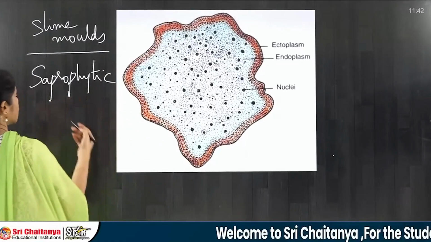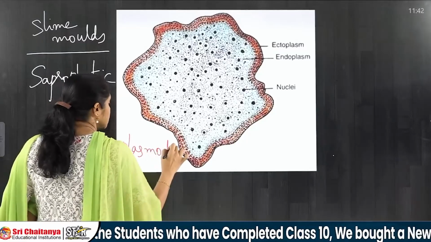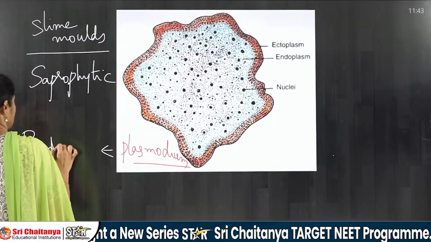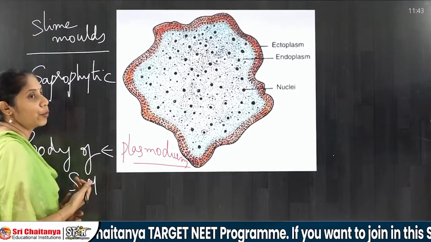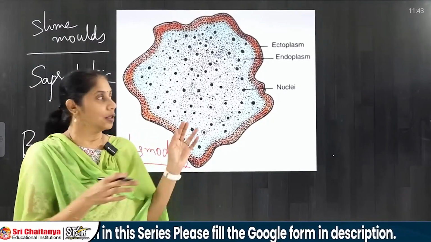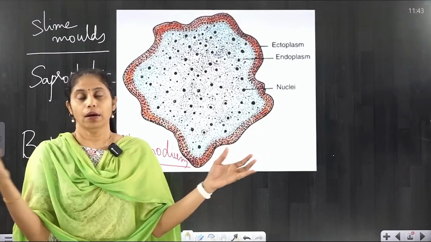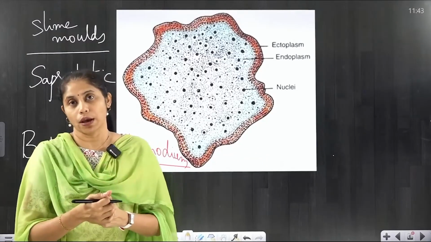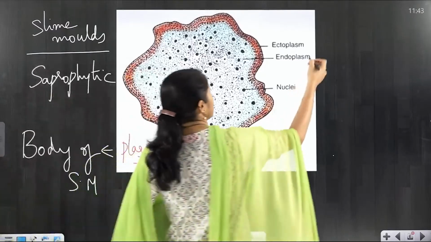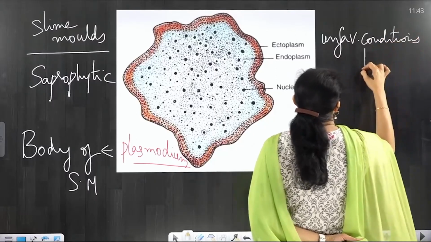During favorable conditions, they form this structure called the plasmodium. This is the body of the slime molds. When it is feeding on twigs, fallen leaves and organic matter, the plasmodium is formed and grows to several feet. It can become very big by consuming all the organic matter that comes its way. The plasmodium grows in favorable conditions, and during unfavorable conditions it forms fruiting bodies.